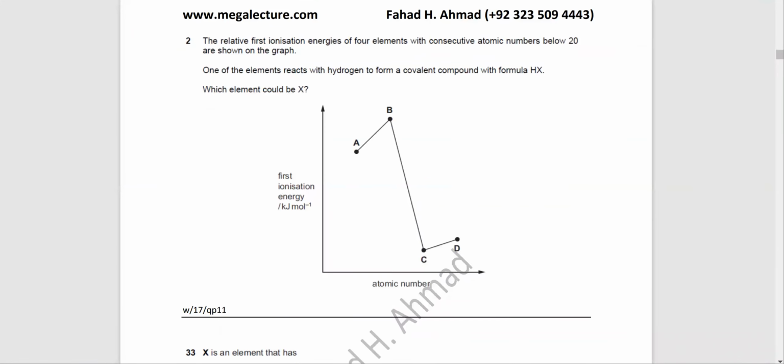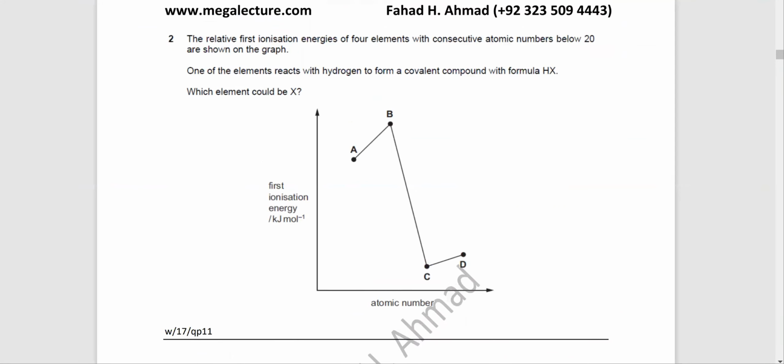Now look over here. They're asking what could be element X. They're saying that there are four elements. He's given you the first ionization energies, and it's according to the atomic number. So you're basically moving across the period, because they're arranged according to their atomic numbers.